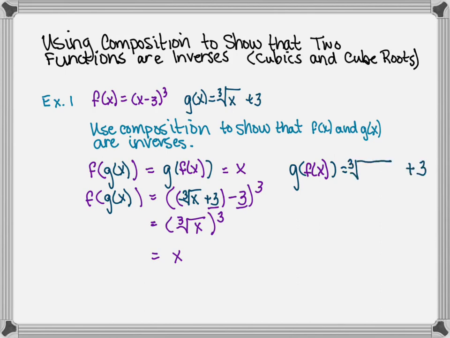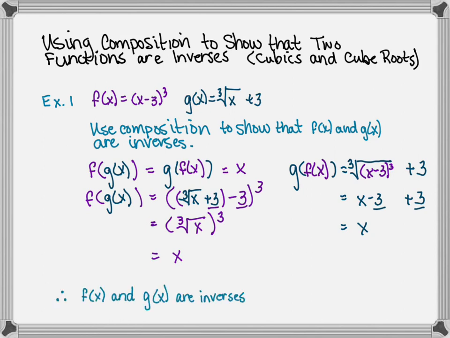And I'll start by writing my g of x function. So the cube root of something, but not x, because we're going to substitute in f of x for x, plus 3. So let's substitute in my f of x, and that's (x minus 3) cubed. So now simplifying, we're left with x minus 3 plus 3. And the negative 3 and the positive 3 cancel and form a 0, so we're left with x. So both f of g of x and g of f of x equal x. Therefore, f of x and g of x are inverses.